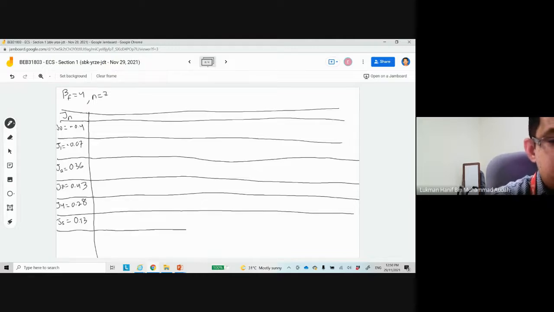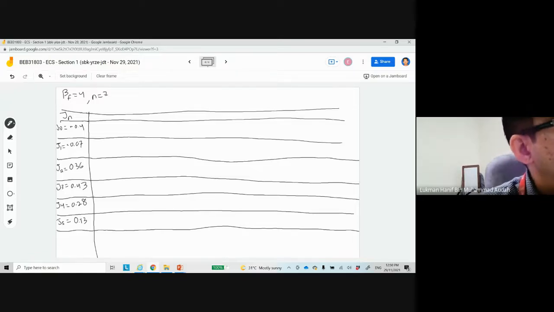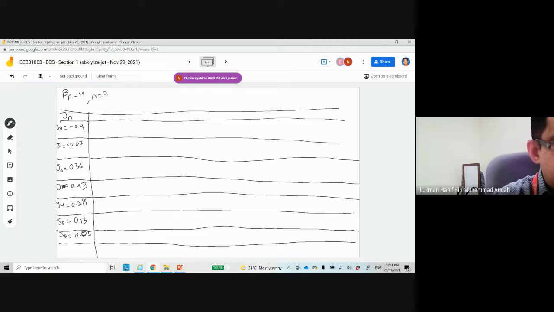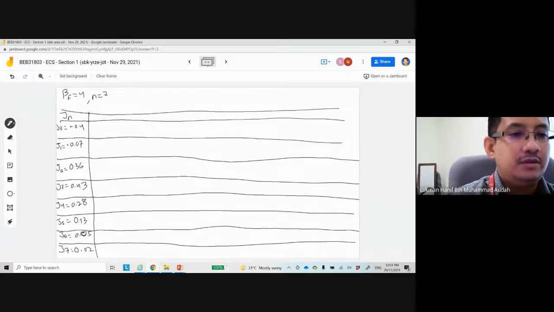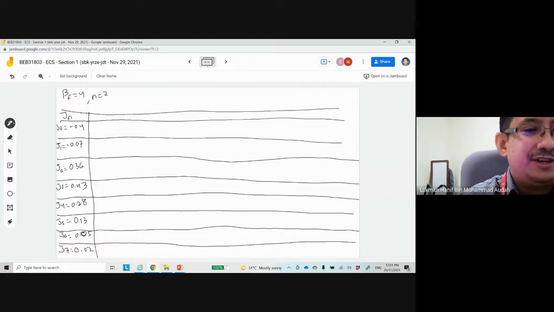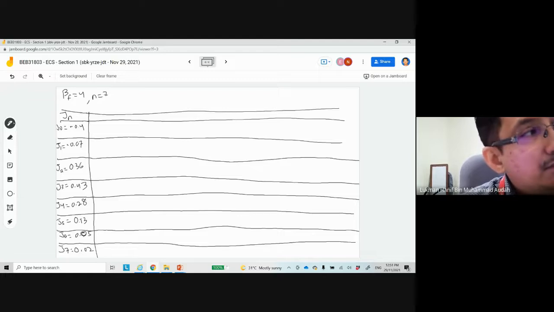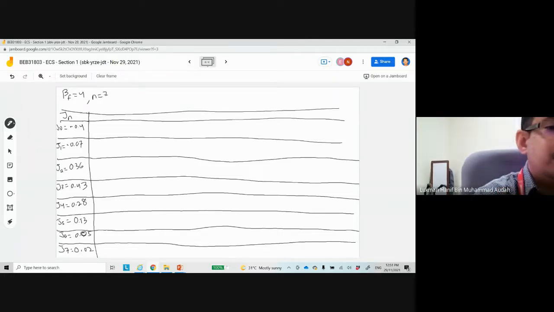So dalam exam you kena buat laju lah pasalnya dia penat sikit. J6 equal to 0.05. J7, 0.02. Nampak? Ini kalau jawab soalan ni penat terus. Okay. So the question asks about power. Dia tak tanya amplitude, dia tanya power. So kita kena kira power lah, maknanya power.